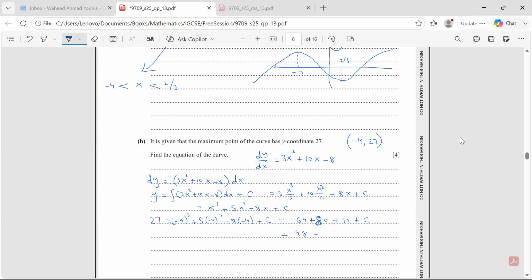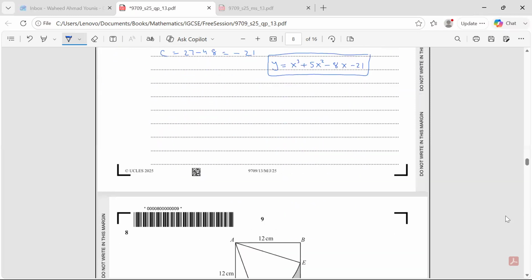Plus c. So from here I can see that c is equal to 27 minus 48, which is negative 21. Knowing this, I can write the equation of the curve: y is equal to x cubed plus 5x squared minus 8x minus 21. This is the equation of the curve which we are talking about in this problem. I hope these two parts are clear.